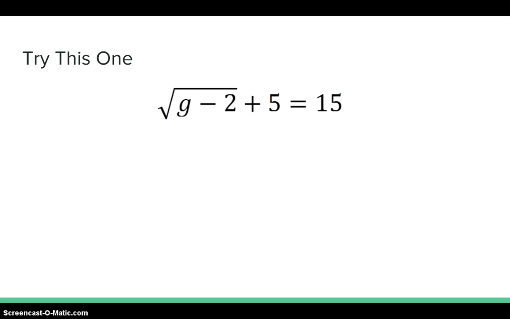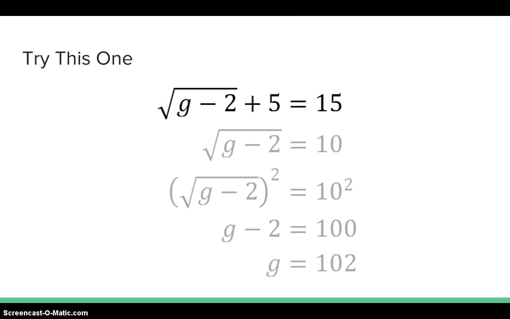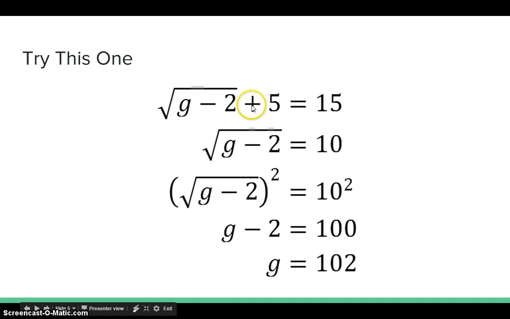All right, with those two ideas in mind, go ahead and try this one out. I'll pause. Okay, looking at my work, you can see what I did. First thing I did, subtract 5 from both sides. That brings us down to the square root of g minus 2 equals 10. Then I square both sides of the equation, and once I do that, the square root sign goes away. 10 squared becomes 100. And now I have g minus 2 equals 100, add 2 to both sides, and I have g equals 102.